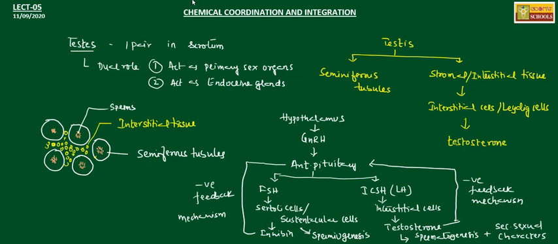Now let us see the functions of testosterone. Of course, here interstitial cells or Leydig cells will produce certain hormones actually. All those hormones together we call androgens, and one common example of an androgen is testosterone. Right, now let us see the functions of these androgens.